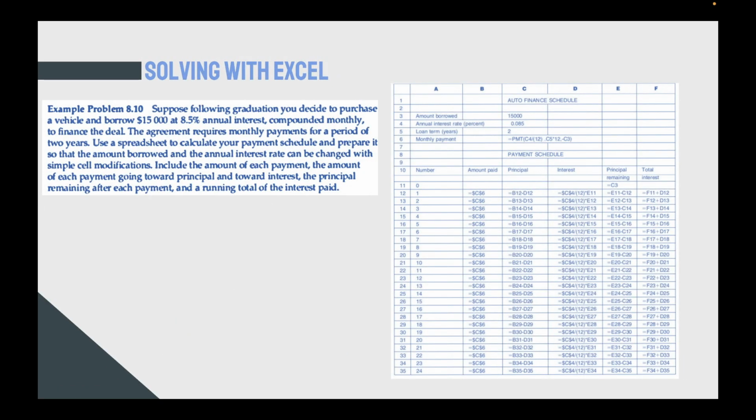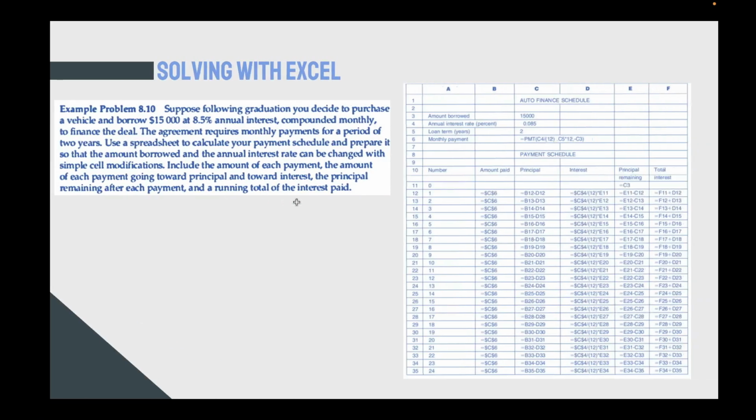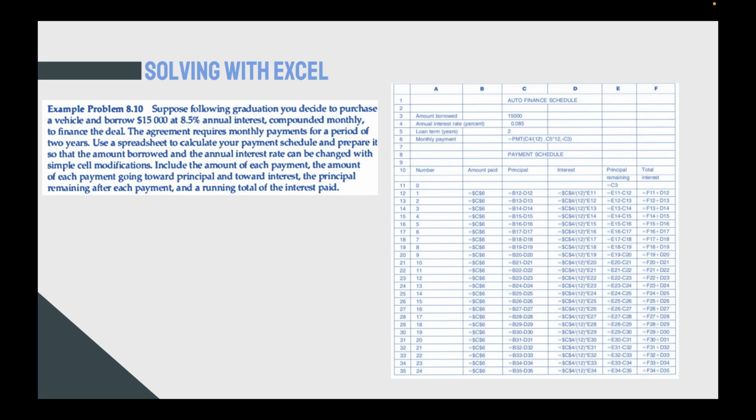Now the principal should be B12 minus D12. In my case, it's B14, D14. And the interest would be the I divided by 12 multiplied by the remaining. So it will make it easier for you.